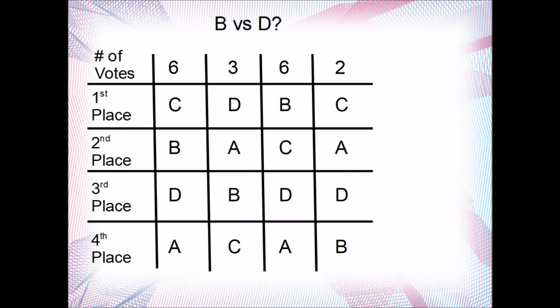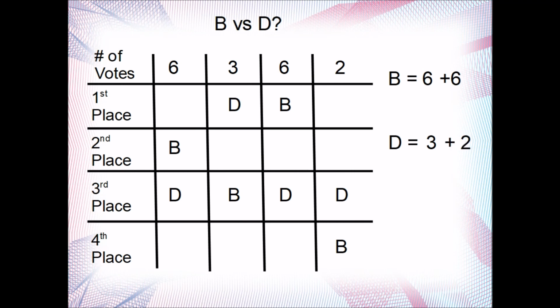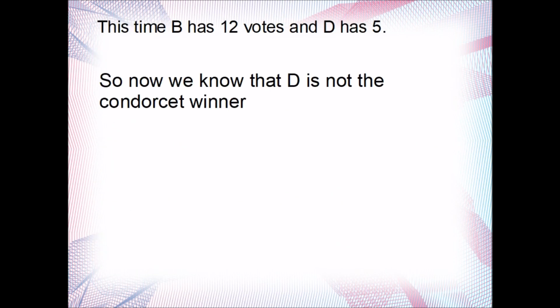This time let's compare B and D. Same idea. Delete the irrelevant people. Those 6 people like candidate B better. These 3 people like D better. These 6 people like B better. And these 2 people like D better. B has 12. D has 5. 12 to 5. B wins. D lost. So D is not the Condorcet winner.